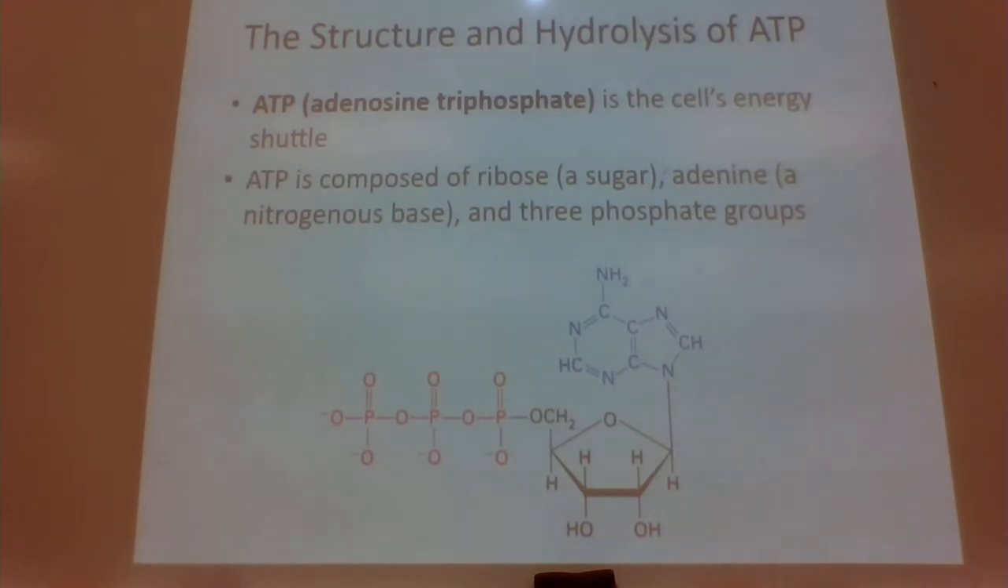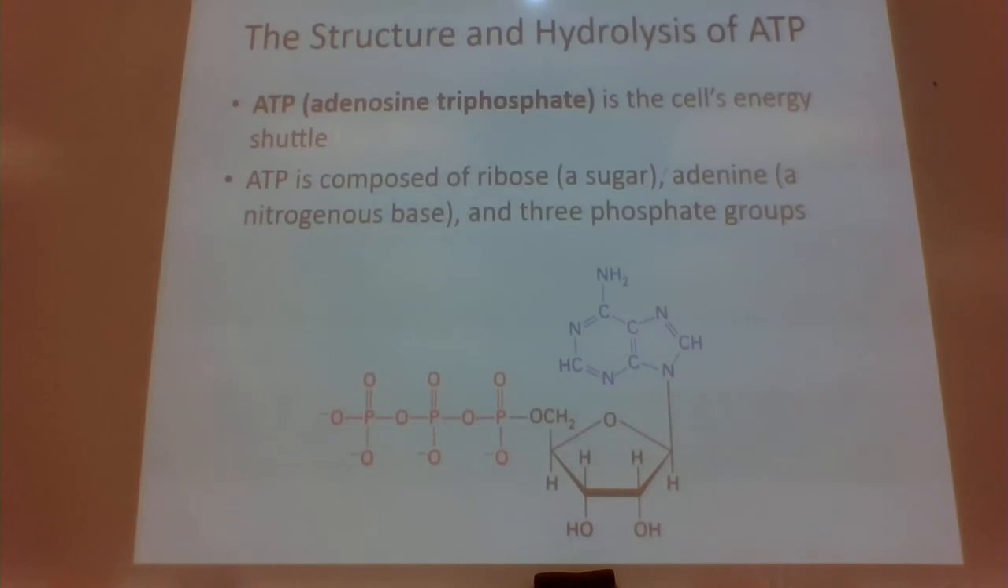Now, if you remember way back when, I taught you about a monomer that is made up of a phosphate, a sugar, and a base. Does anybody remember what that monomer was? Phosphate, sugar, base make up a nucleotide. Remember nucleotides? DNA and RNA, right?